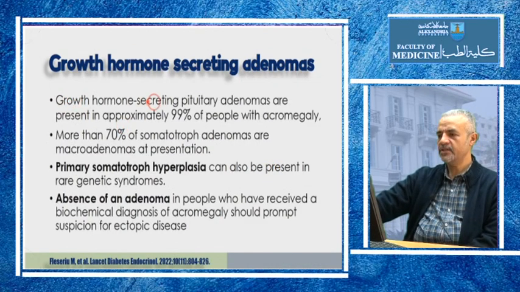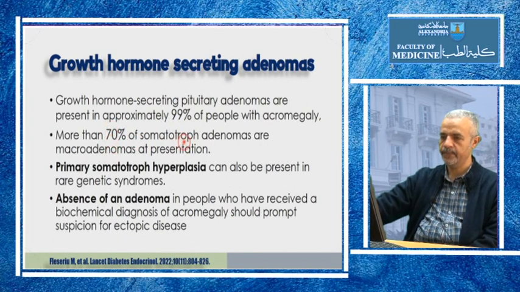Growth hormone secreting adenomas are present in more than 99% of patients with acromegaly, with more than 70% of those being macroadenomas at the time of presentation. Other rarer causes, present in less than 1% of the patients, are primary somatotrope hyperplasia, which occurs in rare genetic syndromes. If you have no adenoma, then you should suspect that this patient's condition may be caused by an ectopic secretion of growth hormone.